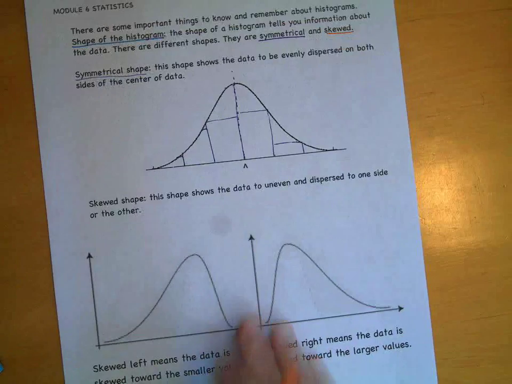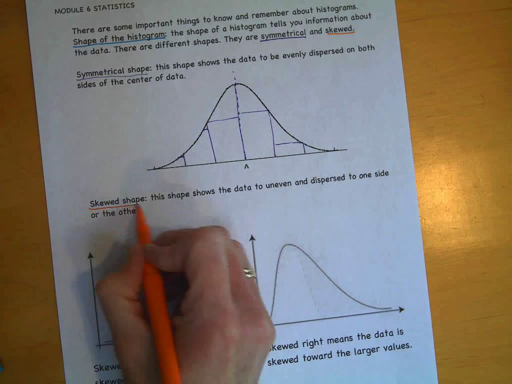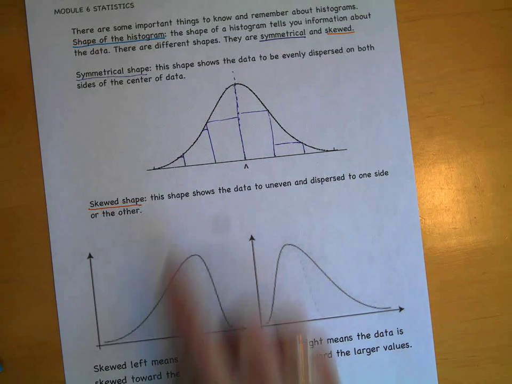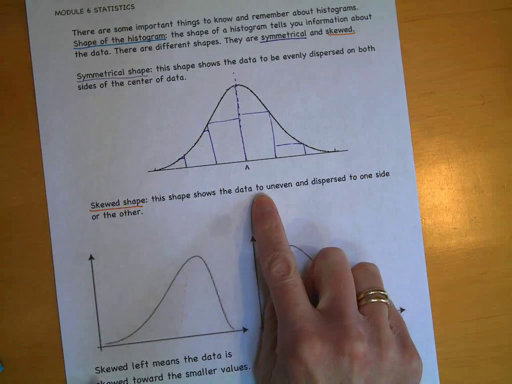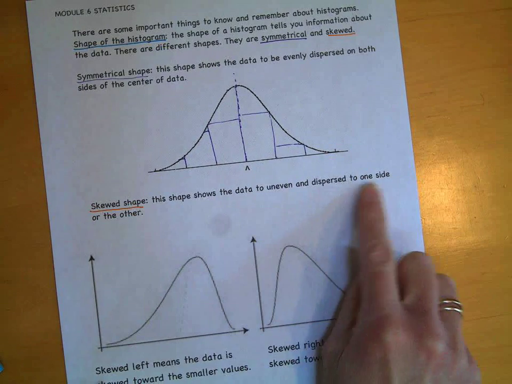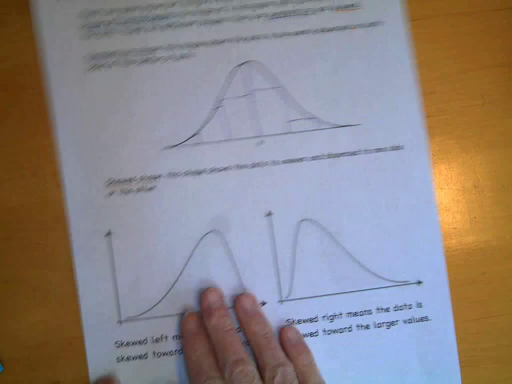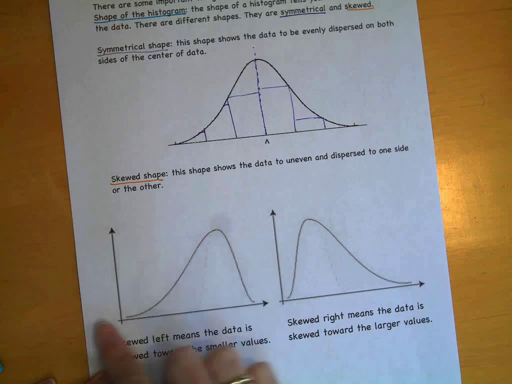And what skewed is, it leans to one side or the other. And so skewed is called skewed shape. This shape shows the data to be uneven or dispersed to one side or the other.